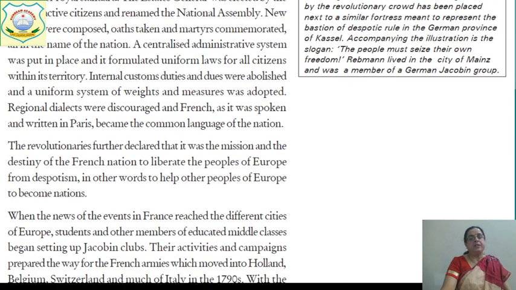Then the revolutionaries declared that it was their mission, their aim and the destiny of the French nation, to liberate the people of Europe from despotism, to free them from oppressive rule, or you can say in other words, to help the people of Europe to become nations.